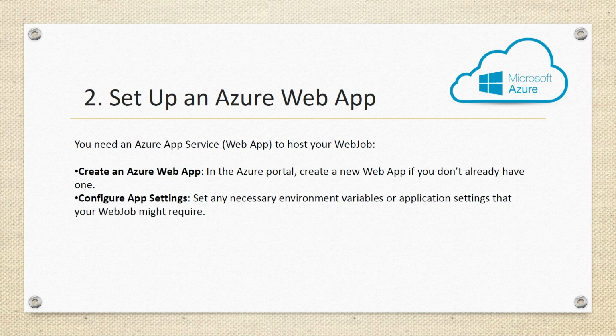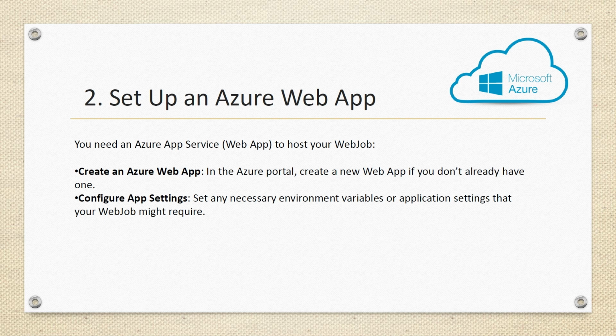For the web jobs, you must have one Azure App Service, right? If you want to create a web job, then for the web job creation, you need an Azure App Service. If you don't have one, what you need to do in the Azure portal is create a new web app. If you already have an Azure App Service, then you don't need to create a new web app.